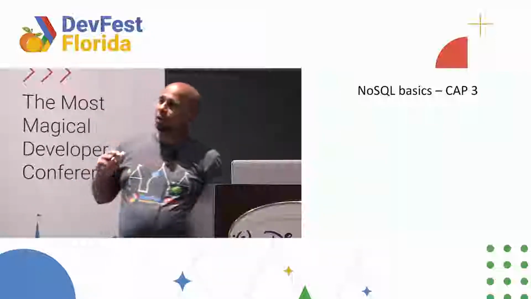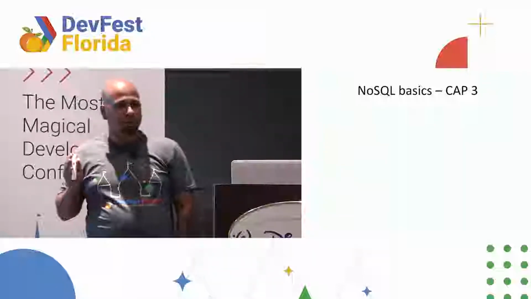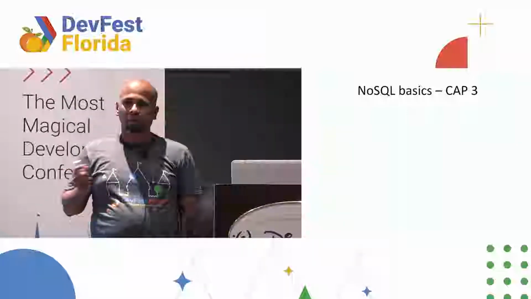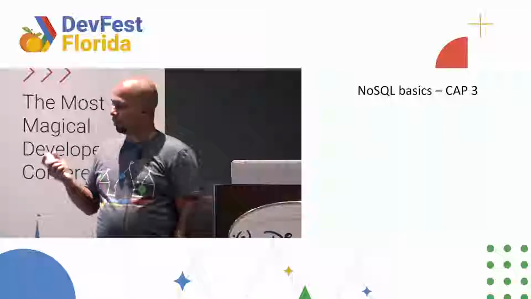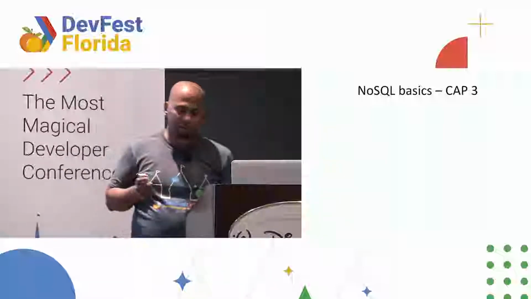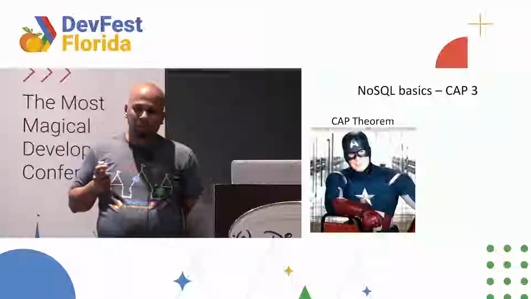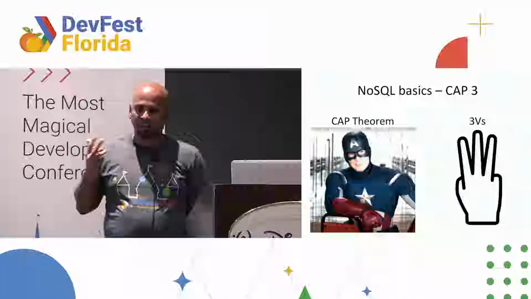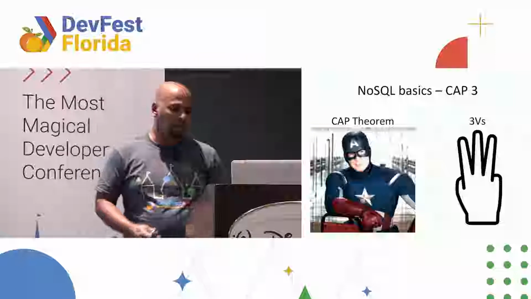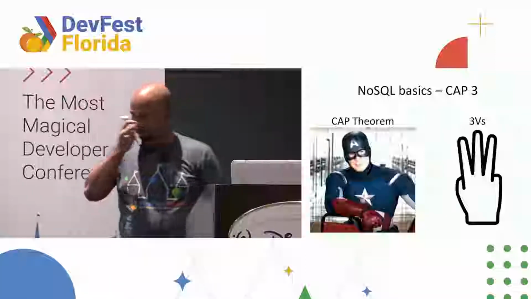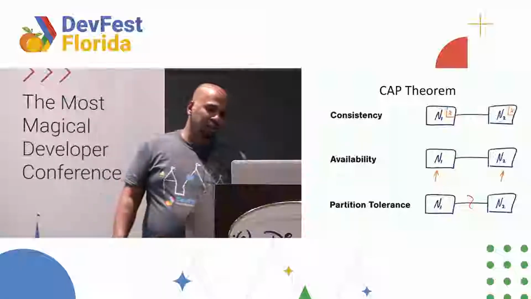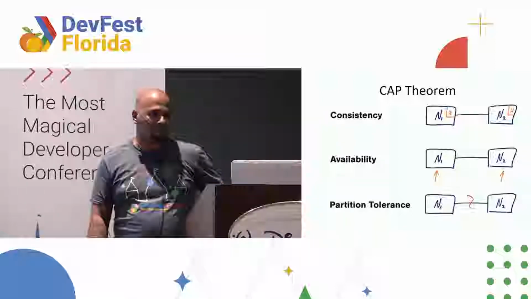I wanted to talk about the basics of NoSQL databases. And I use a simple memory trick to remember them, called CAP3. CAP is the CAP theorem, and 3 stands for 3 V's. I'll jump into this in a minute. CAP theorem. So what is CAP theorem?